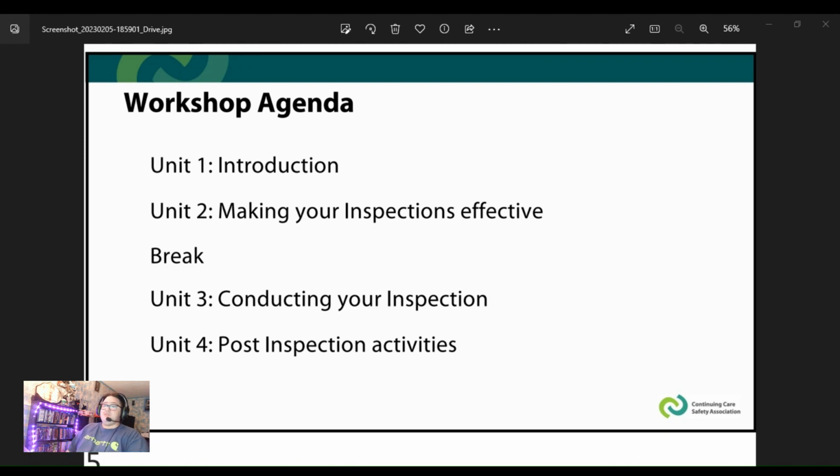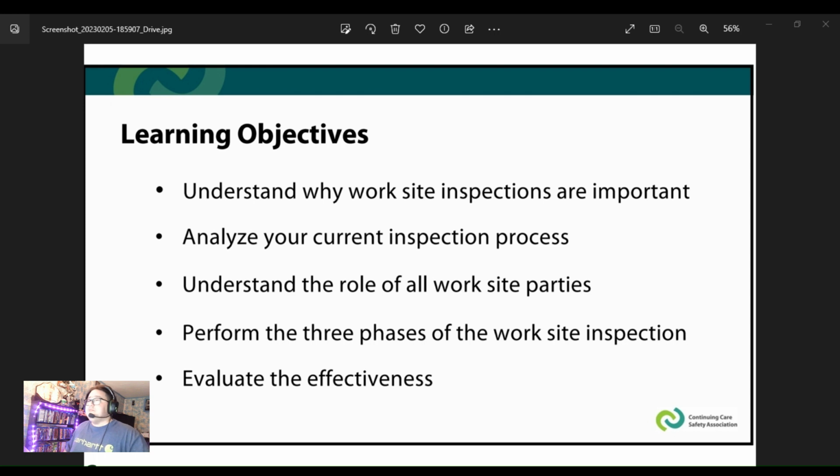And here we have our workshop agendas. Unit 1, Introduction. Unit 2, Making Your Inspections Effective. A break? Sure, why not? Unit 3, Conducting Your Inspections. Unit 4, Post Inspection Activities. So here we have our learning objectives.